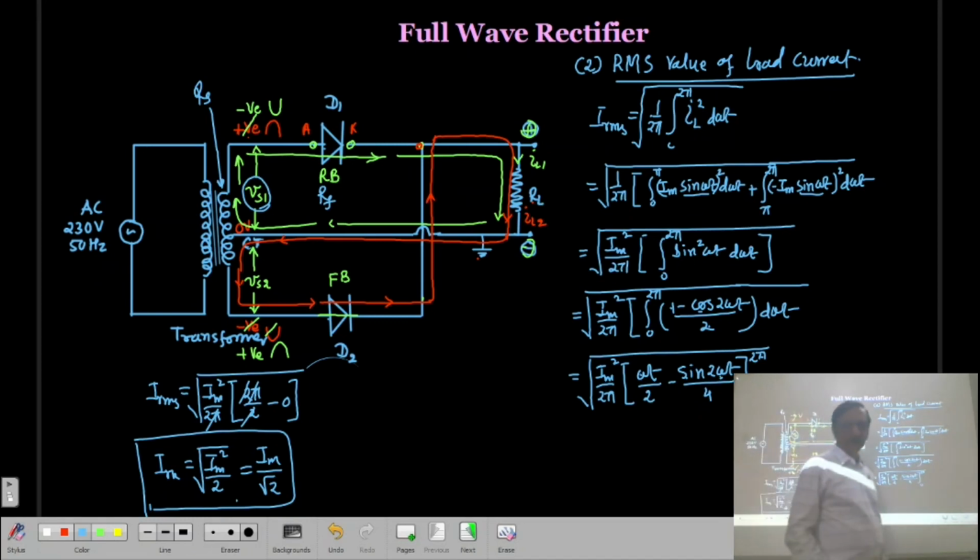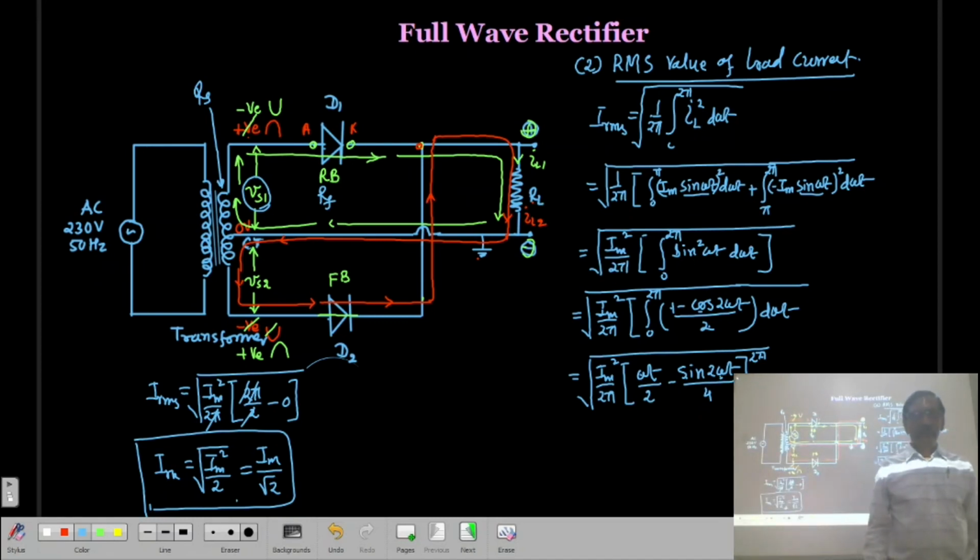Now in the next lecture, we will discuss the efficiency of the full wave rectifier and the ripple factor.